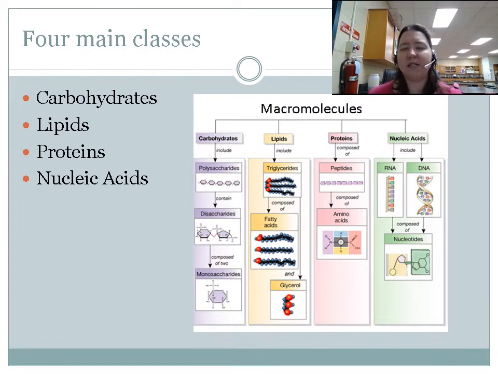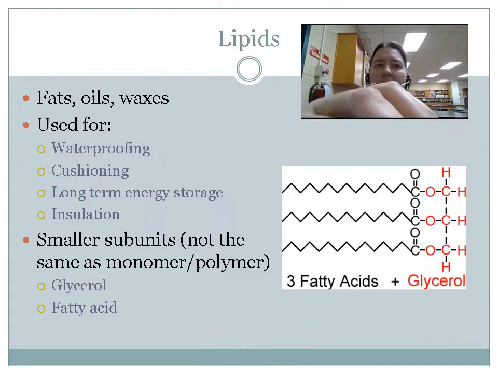There are four main classes of macromolecules. We talked about this a little bit when we discussed photosynthesis and respiration. We were talking about carbohydrates, so we did that already. So in this one, we're going to discuss lipids. Okay, so we're here, and we're going to do the other two in a little bit.